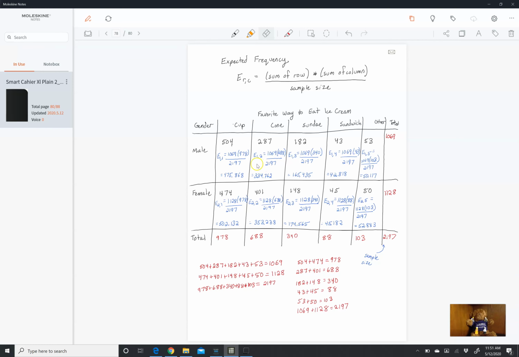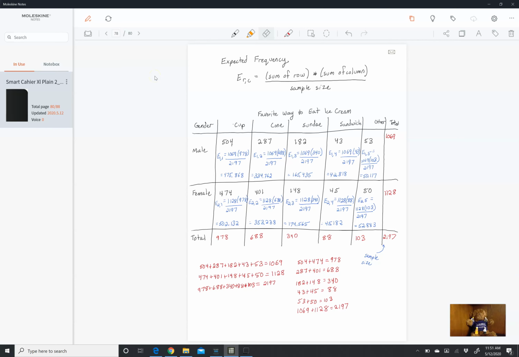However, you don't want to forget any of these frequencies. So my suggestion is that you go across the rows. So as your observed frequencies, you would do 504, 287, 182, 43, 53. And then 474, 401, 148, 45, 50. And your expected frequencies across would have to be the same. You're going across the rows. Okay. Now remember, these totals are only there to calculate the expected frequency. They're not there for any other purpose. So these totals are not going to wind up in your tables. Okay, so what does this mean?